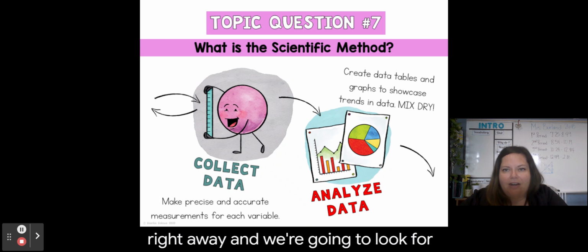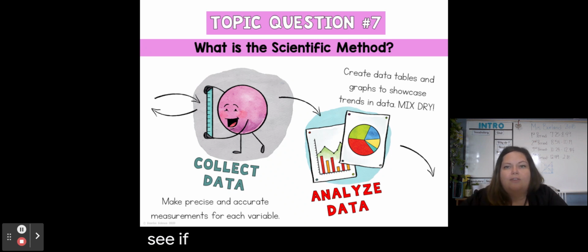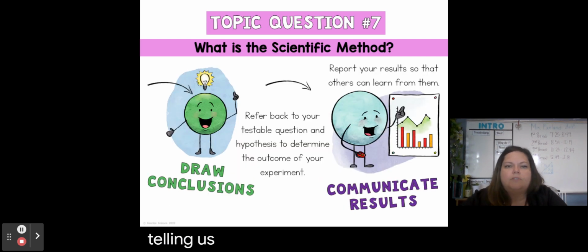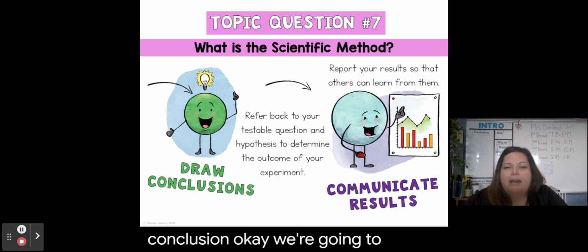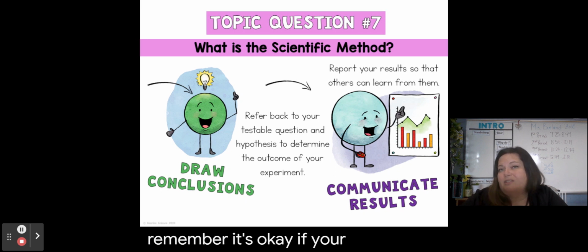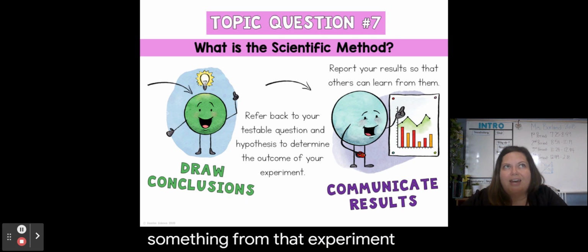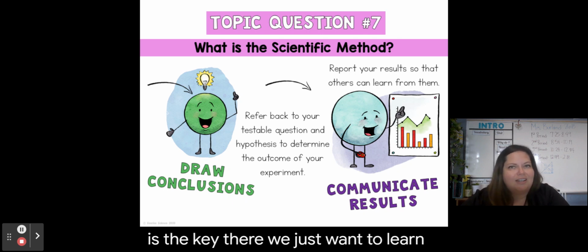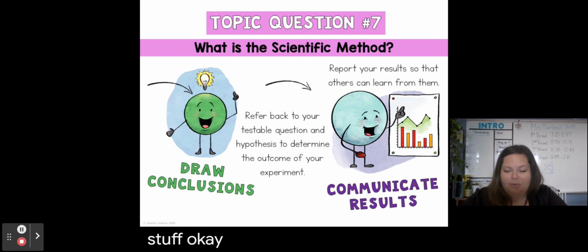And we're going to look for patterns, right? We're going to look to see if anything stands out. Okay, so we want to analyze our data and see what it's telling us. After we figure out what our data says, then we can draw our conclusion. We're going to look back to our testable question and our hypothesis to see if the outcome of our experiment matched. Remember, it's okay if your hypothesis is wrong. It's just a prediction. And even if it's wrong, you still learned something from that experiment. That is the key there. We just want to learn stuff. After we draw our conclusion, we can report our results so that others can learn from them.